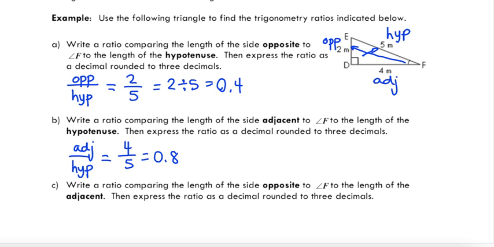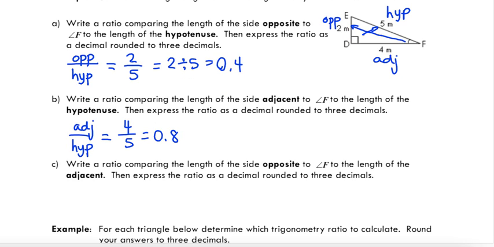And in the last part, C, it asks me to write a ratio comparing the lengths of the side opposite to angle F to the length of the adjacent side, and then express this ratio as a decimal rounded to 3 decimal places. So my opposite side is 2, my adjacent side is 4, and 2 divided by 4 gives me 0.5.